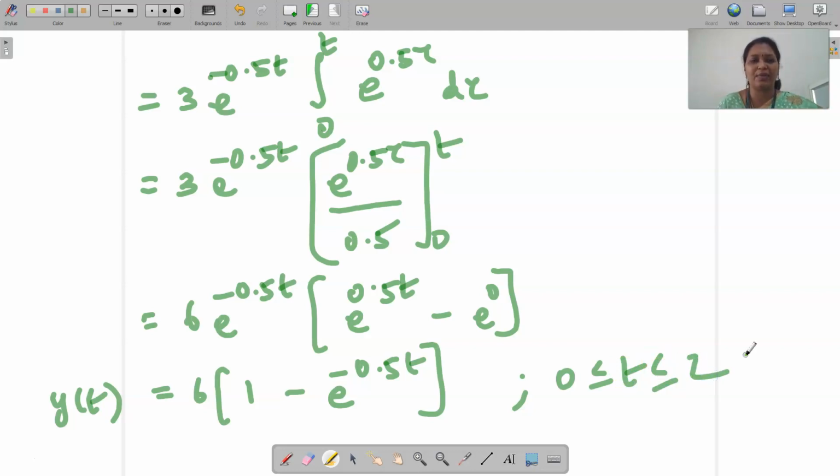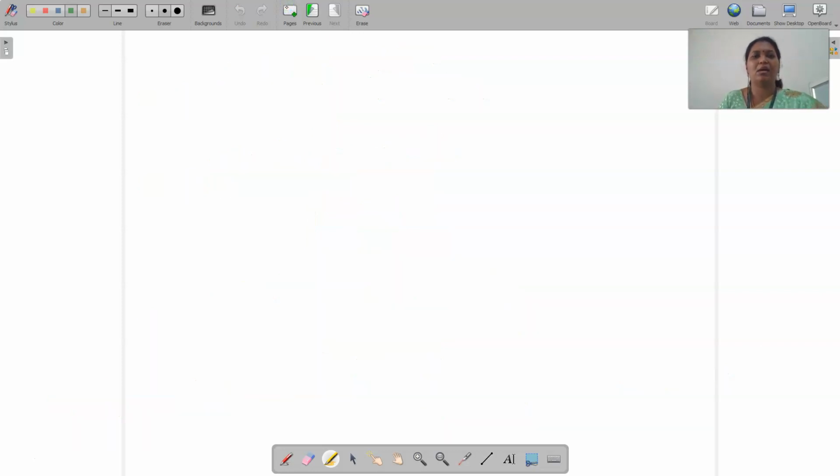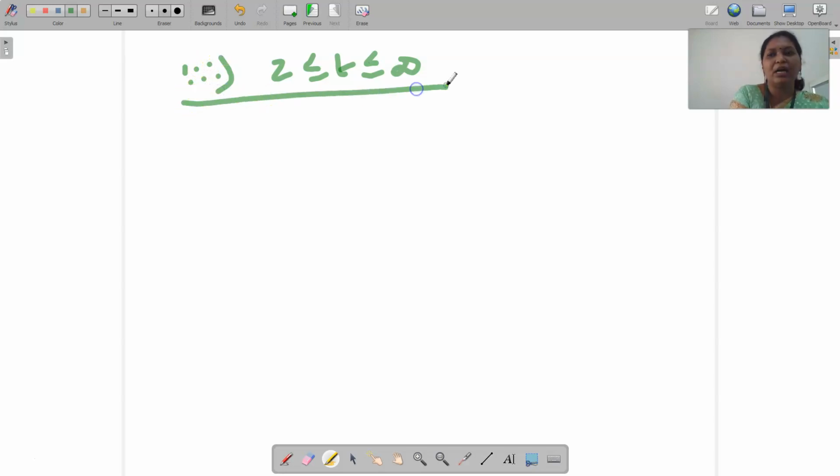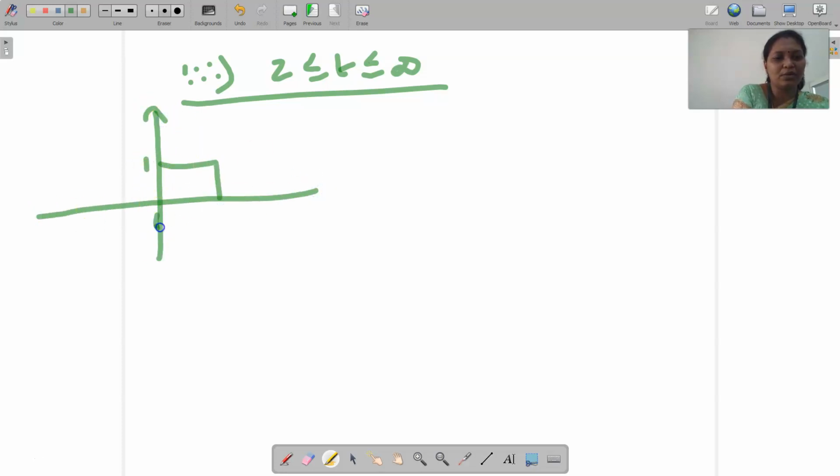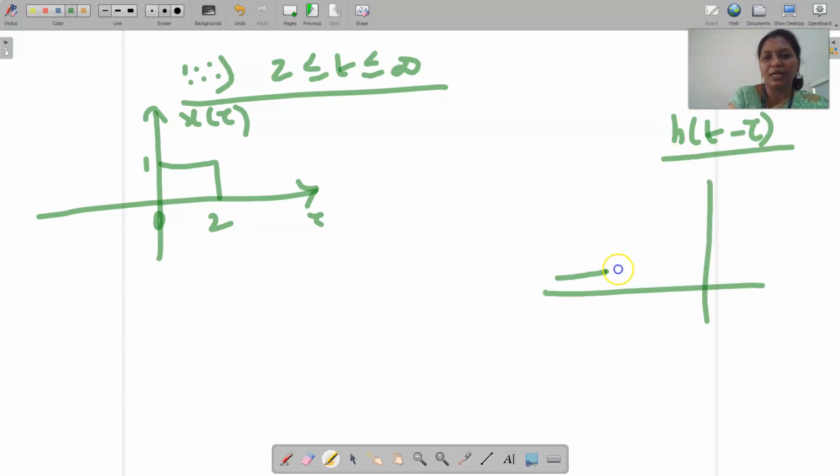And the last case we need to discuss. Okay. So the last case we have 2 to infinity. This is the last case where, first as usual, we need to draw x of tau. X of tau is 1 for 0 to 2. This is x of tau, and then h of t minus tau you have to draw. H of t minus tau means you will have minus infinity to t. This is the case for h of t minus tau.